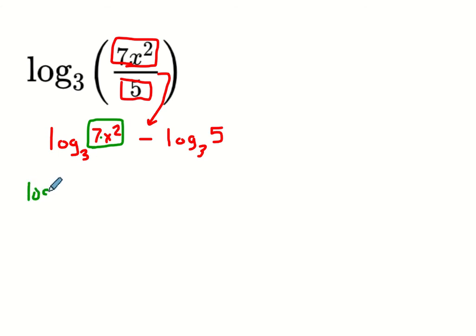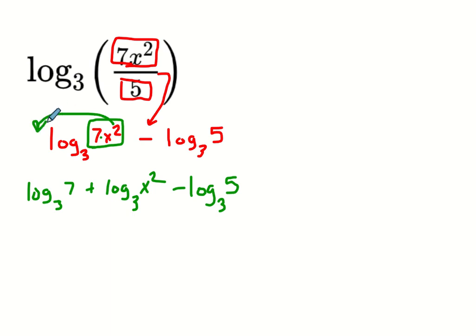So this would be log base 3 of 7 plus log base 3 of x squared. And then this whole thing here is just going to come down. So minus log base 3 of 5. Now we're not done, but I wanted to explain something because I saw a lot of people want to take this 2 and bring it out front. And we can't do that here because that 2 only applies to the x.